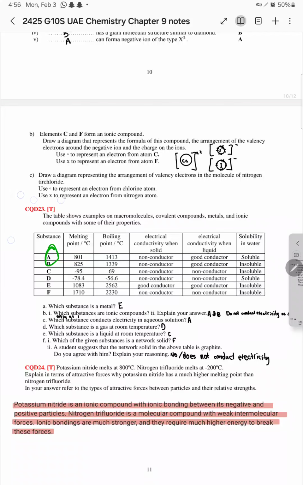Because they're not good conductors in solids, but they're good conductors in liquids. So A and B are your answers. Why? Because they don't conduct electricity as solid, yet as liquid they do. That's the answer that I wrote.